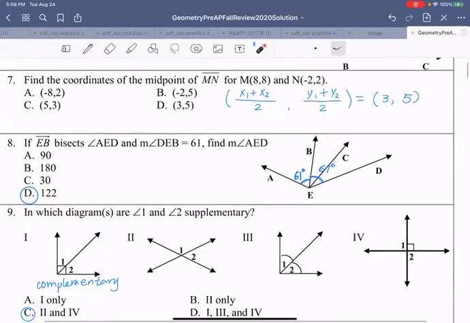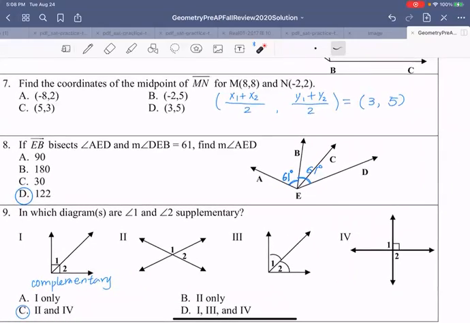Valeria, let's see number 9. What's the definition for being supplementary? It's when 2 angles equal 180 degrees. Okay, so for number 1, this is complementary. Complementary is if the 2 angles' summation is 90 degrees. This is not called supplementary. For here, these 2, of course, they are supplementary.